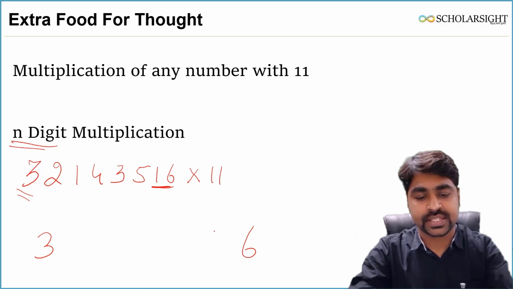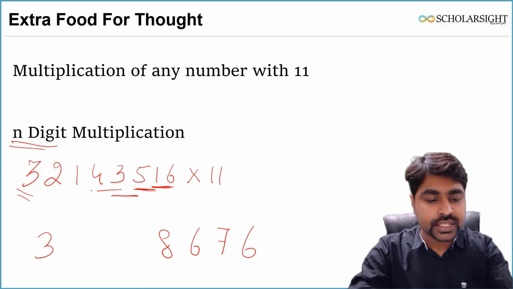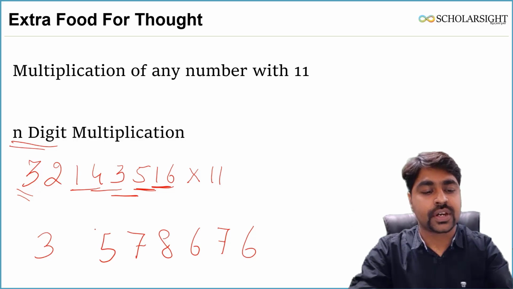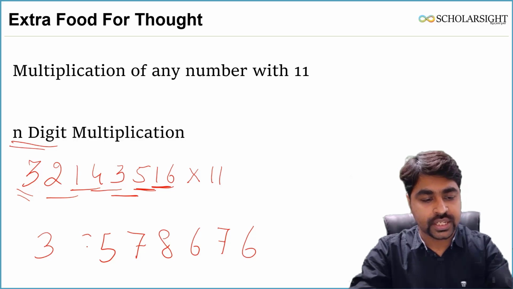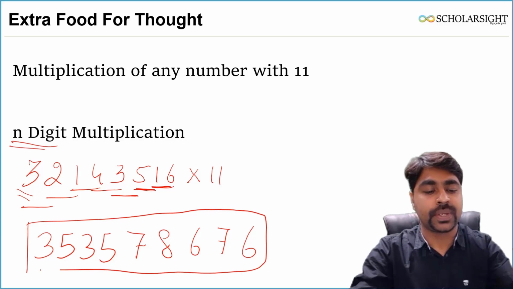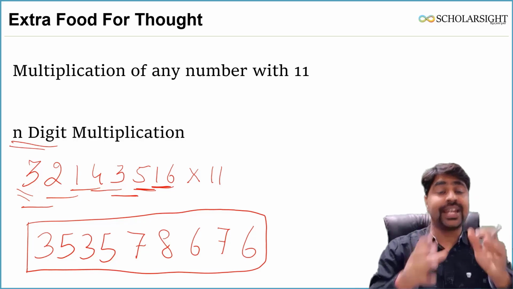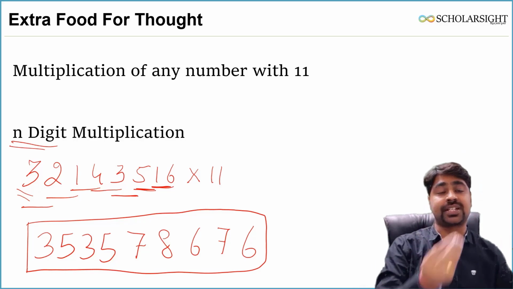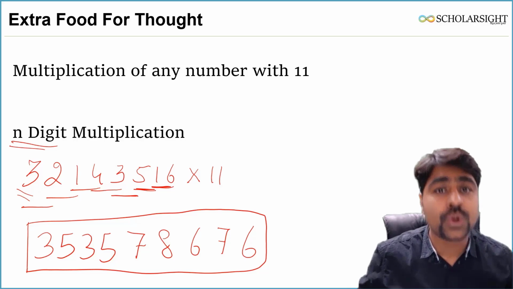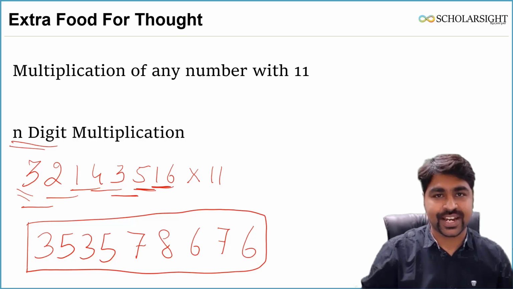6 plus 1, 7. 5 plus 1, 6. 5 plus 3, 8. 3 plus 4, 7. 1 plus 4, 5. 1 plus 2, 3. And 3 plus 2, 5. So the answer to this is going to be 353578676. It was a very lengthy calculation, and just imagine how beautifully and how creatively you were able to do it in finger clicks using Vedic Maths, right?